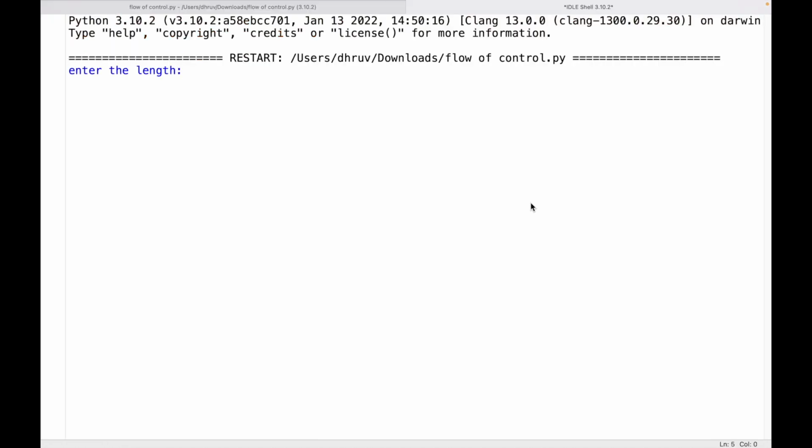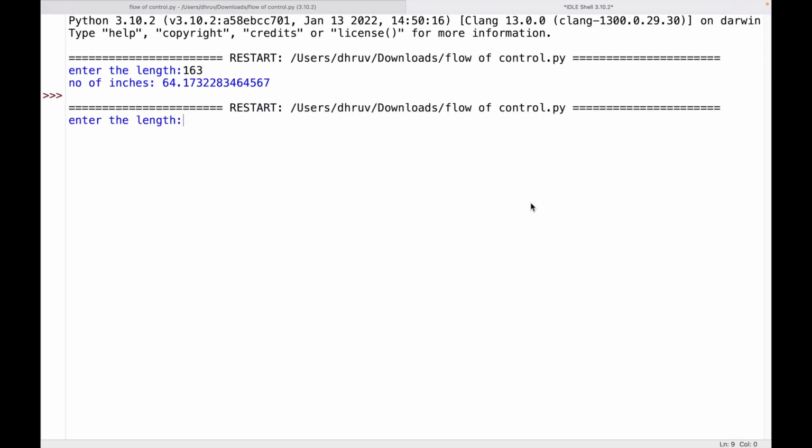So I'll enter the length as 163, which is 64 inches. If I enter negative 45, it should show entry invalid.